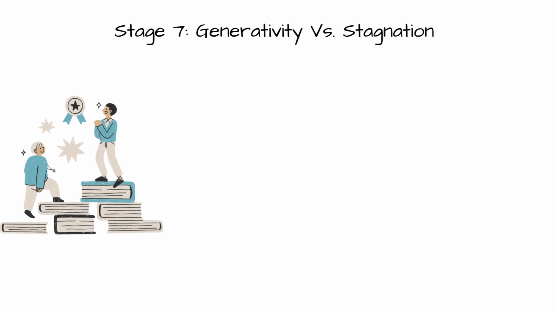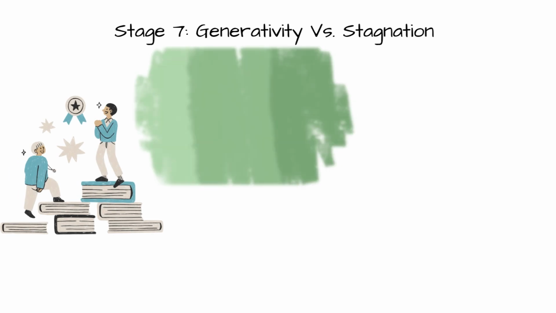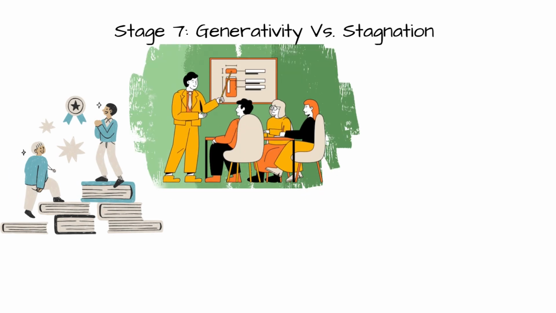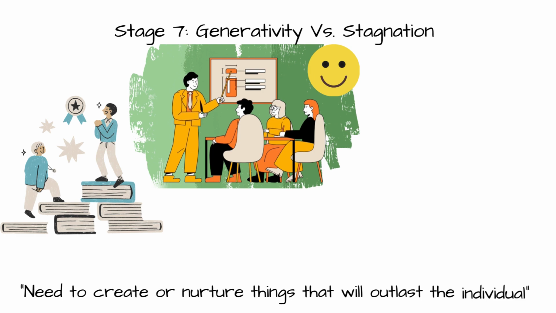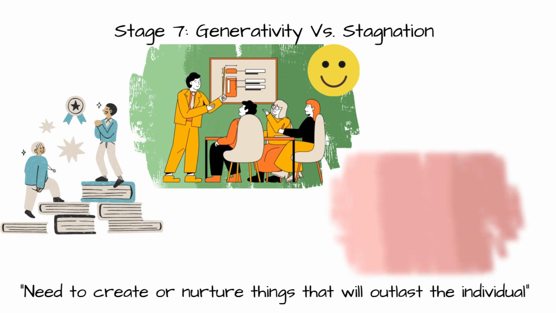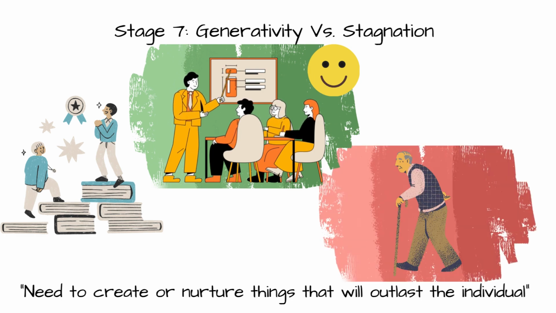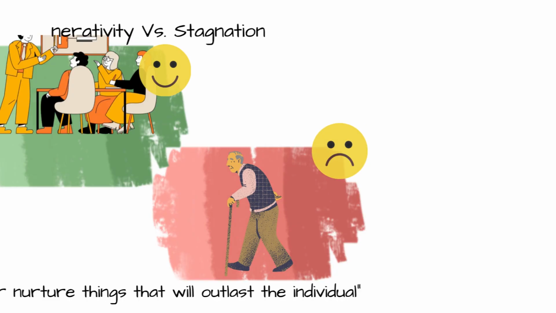Stage 7. Generativity versus stagnation. Once adults enter the generativity versus stagnation stage that occurs during middle adulthood, the psychosocial conflict becomes centered on the need to create or nurture things that will outlast the individual. Raising a family, working, and contributing to the community are all ways that people develop a sense of purpose. Those who fail to find ways to contribute may feel disconnected and useless.